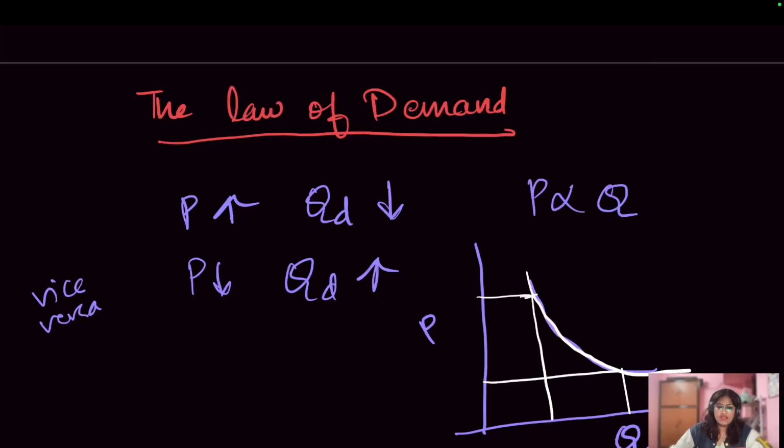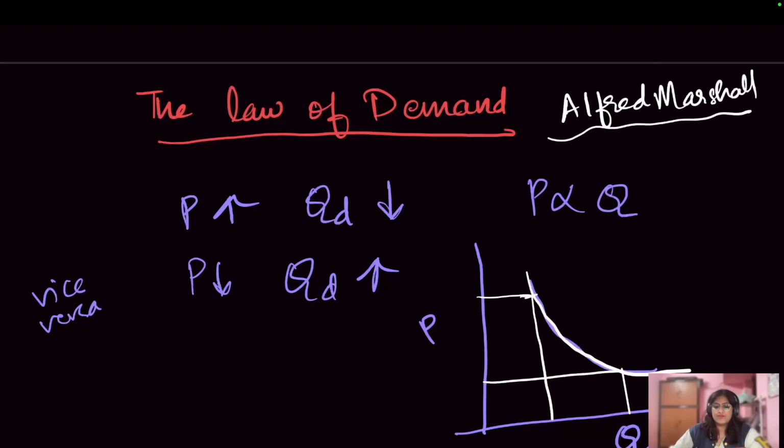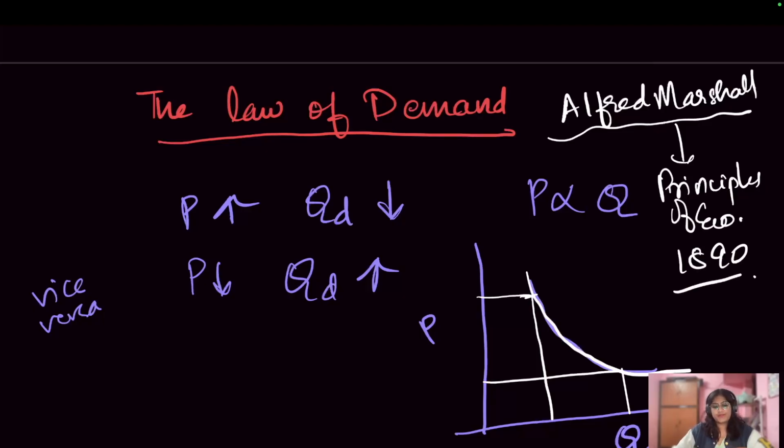Now, who gave the law of demand? The law of demand was formulated and popularized by a British economist called Alfred Marshall, and he talked about this in his book called Principles of Economics, in 1890.